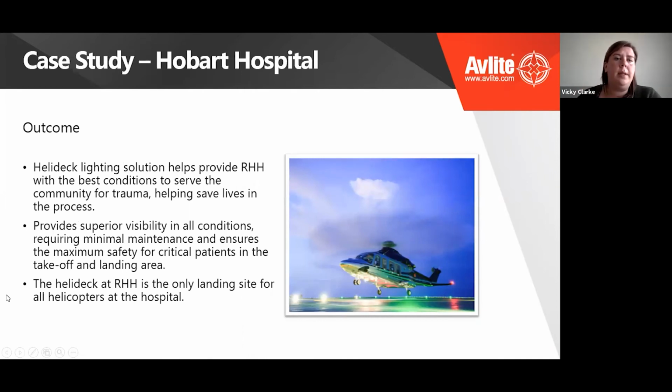This helideck lighting solution helps to provide the Royal Hobart Hospital with the absolute best possible performance to be able to bring in these larger helicopters with more consistency, more frequency, and across a broader range of weather conditions than they've ever been able to achieve before. This helideck is the only place at the hospital that helicopters can be brought into land, and as such it is vital, absolutely critical, that it is consistent and always operational.